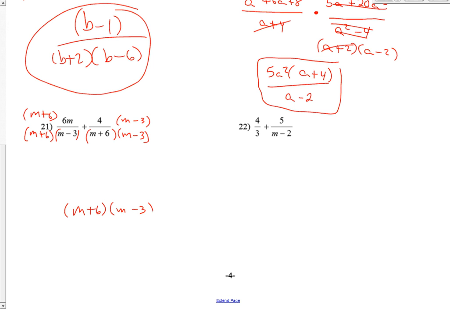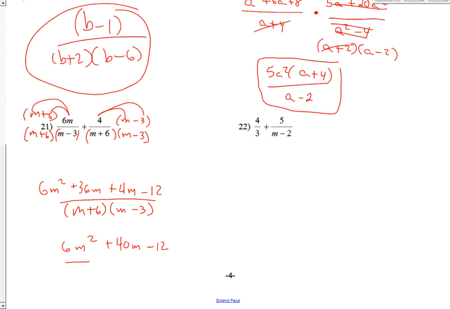And I need to simplify the numerator. Well, I need to distribute these terms in, and I get 6m squared plus 36m, and then positive 4. So 4 times m is positive 4m, and 4 times negative 3 is minus 12. Now I just need to combine like terms. I get 6m squared plus 40m minus 12 over (m plus 6) and (m minus 3).